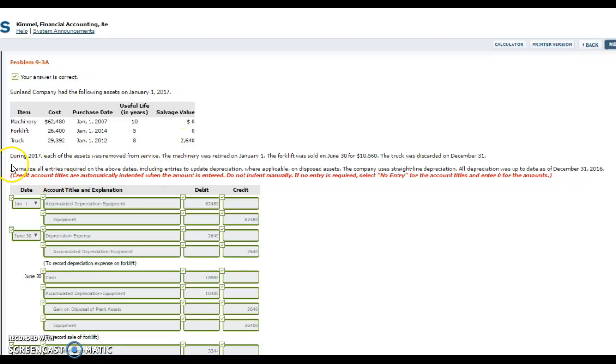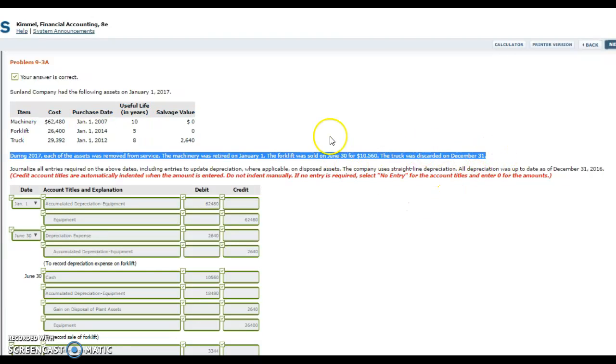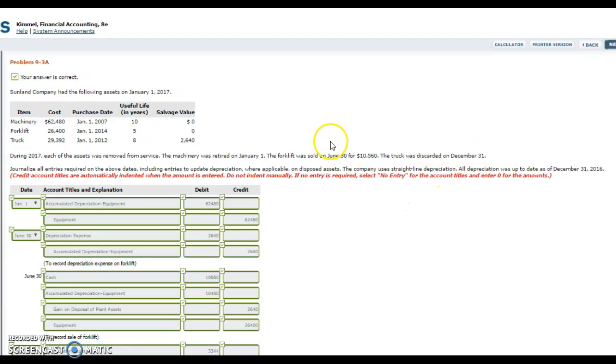So they do give us some other useful information, which we'll find in this line here, and we'll go back to it as we go through the problem. What they wanted you to do is to journal all the entries to include the depreciation using the straight line method. So the very first entry I was a little confused on, only because it had all these lines and it only said to record the depreciation expense on the forklift. But what I realized is that if we start at the beginning, we'll figure it out.